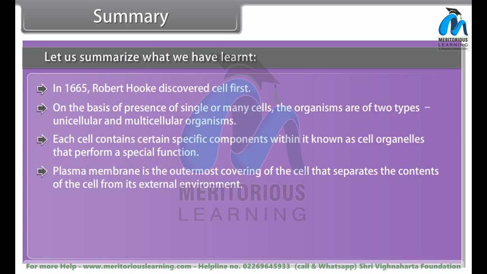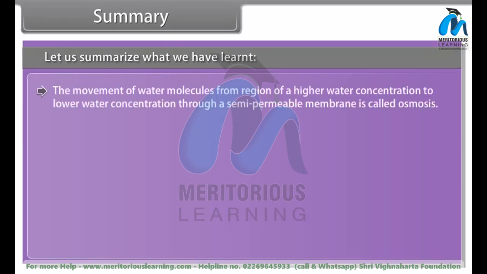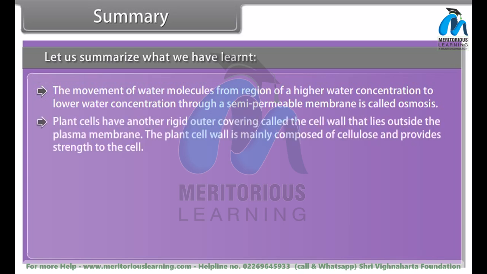Plasma membrane is the outermost covering of the cell that separates the contents of the cell from its external environment. Plasma membrane also works as a selectively permeable membrane by permitting the entry and exit of some materials in and out of the cell while preventing some other materials. The movement of water molecules from a region of higher water concentration to lower water concentration through a semi-permeable membrane is called osmosis. Plant cells have another rigid outer covering called the cell wall that lies outside the plasma membrane.